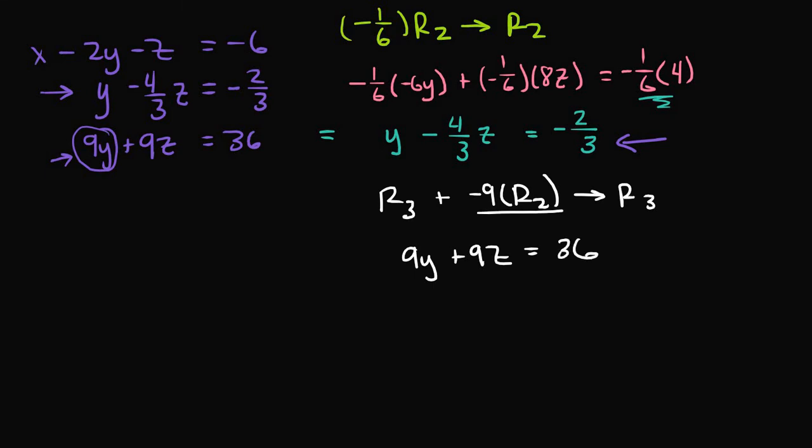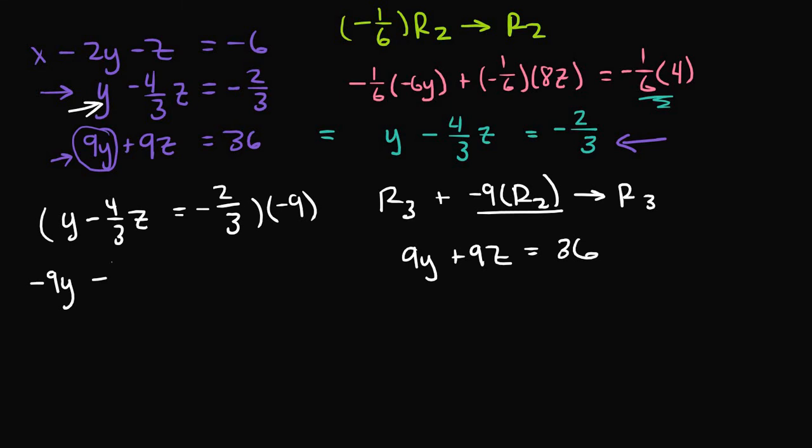And then this term right here, negative 9 times R2, well, I'm actually going to do that off to the side. R2 was y minus 4/3 times z is equal to negative 2/3. So if I multiplied this equation by negative 9, right, it's just this equation here, I'm going to get negative 9y minus 4/3 z times negative 9 is equal to negative 2/3 times negative 9, right?